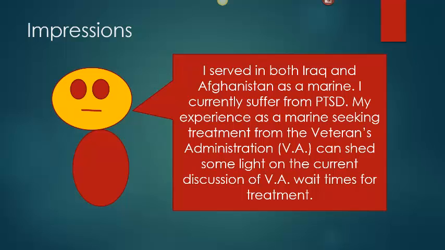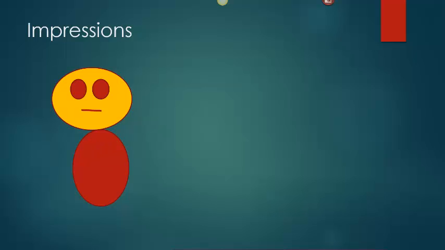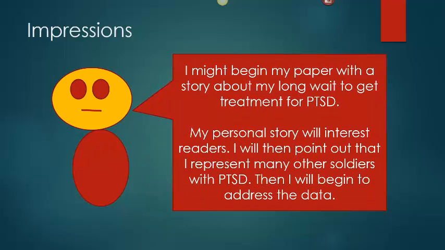Now, this may not be what you end up saying. This may not be everything that your final draft would say, but this is a really good starting place if you want to integrate your own personal experience. Yay! All right. So, you might also begin your paper in a hook with a story about your long wait to get treatment for PTSD. Your personal story tends to interest readers. People love narratives. So after you tell your story, you might then point out that you represent many other soldiers with PTSD. Then you address the data. Yay! Super yay!